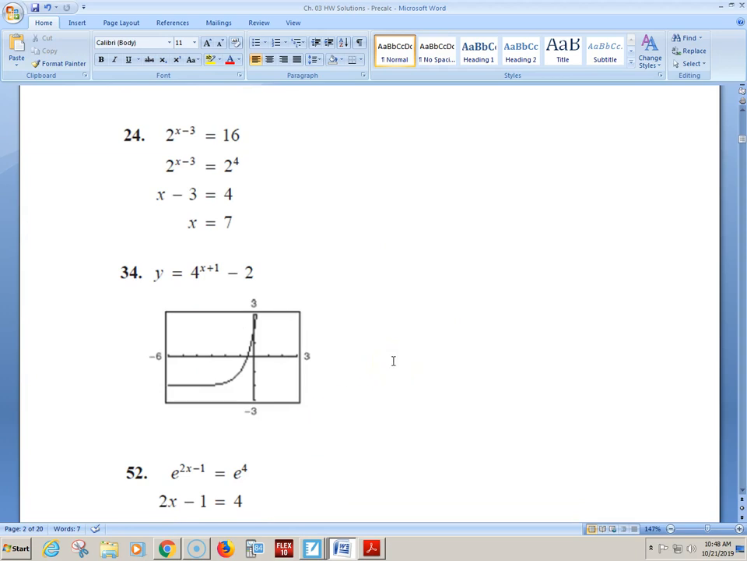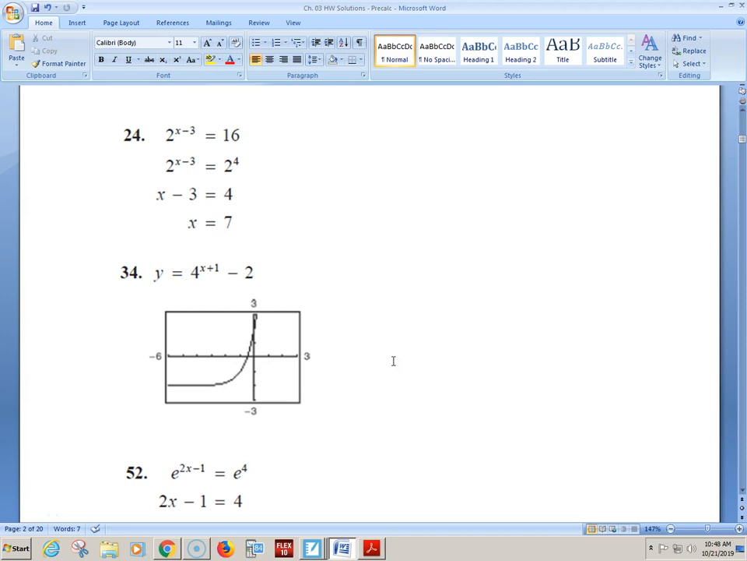Number 24. Did you guys get 7? What was the key to making 16 into 2 to the 4th? Really, really good mental math? Maybe. Or what else could you do? Not everyone's a mental math person. That's okay. Use your calculator. Or just do the factoring tree.